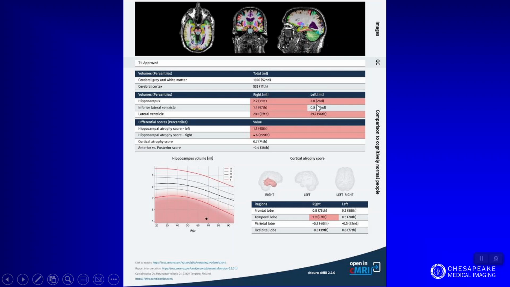We look at the inferior lateral ventricular volume, the lateral ventricular volume, and then individually looking at the hippocampal atrophy scores, you can see 1.8, 4.6, 95th, and 99th percentiles. So you can see that this patient, compared to the normal database, is significantly below what is expected for this patient's age in these volumes.